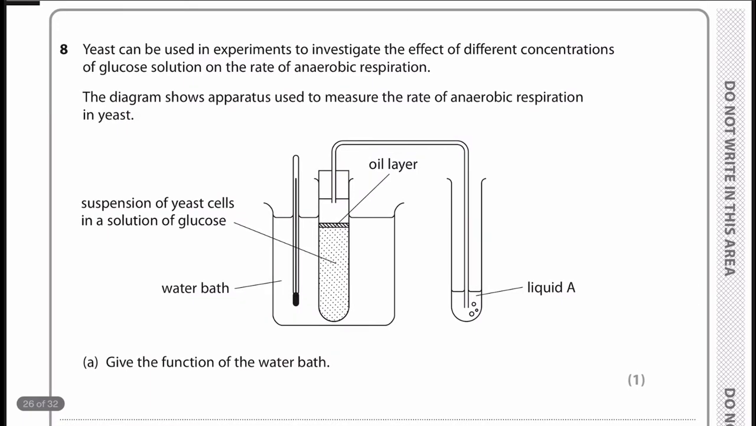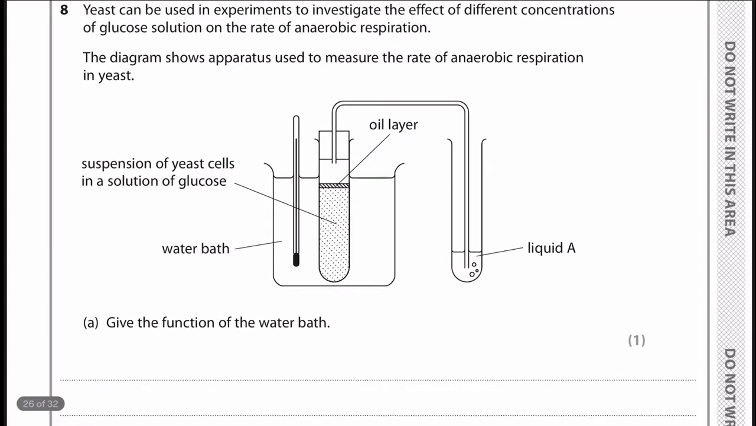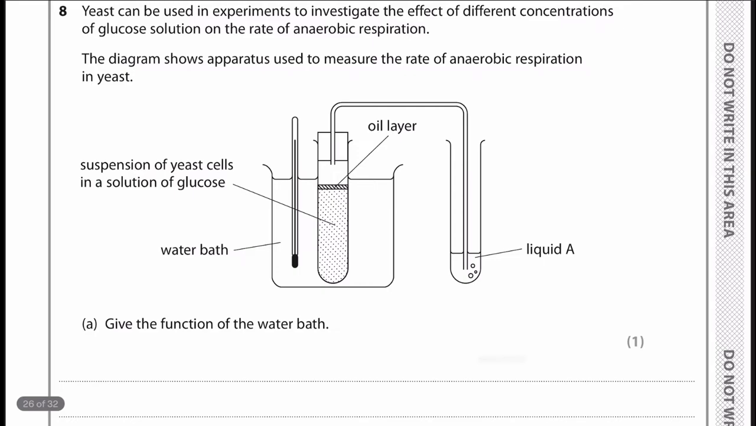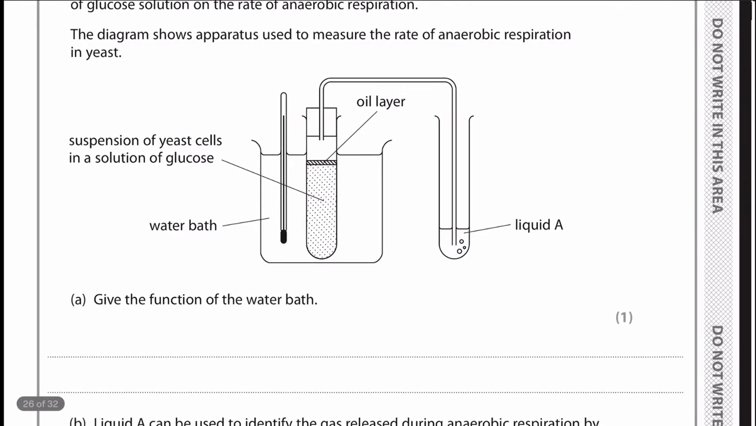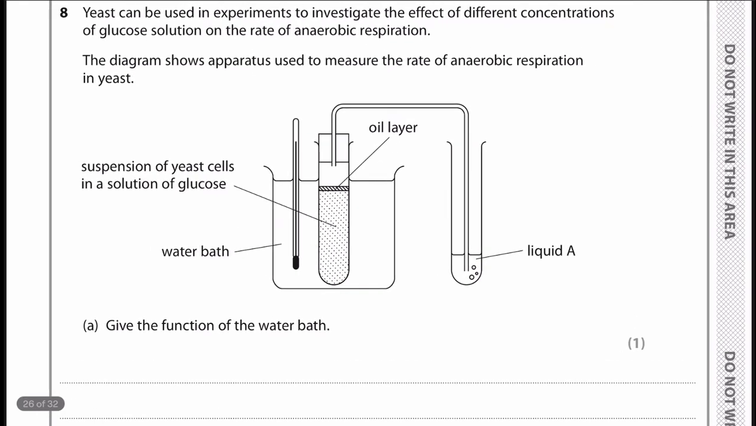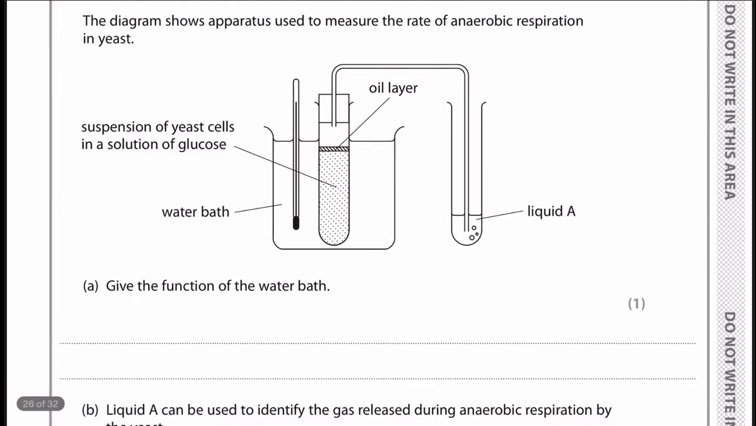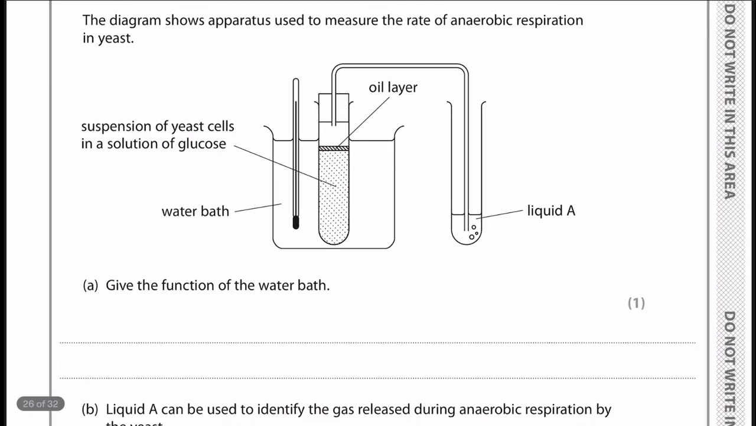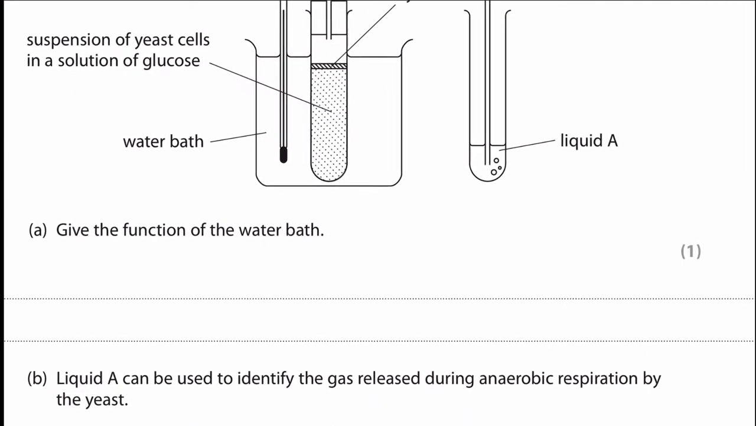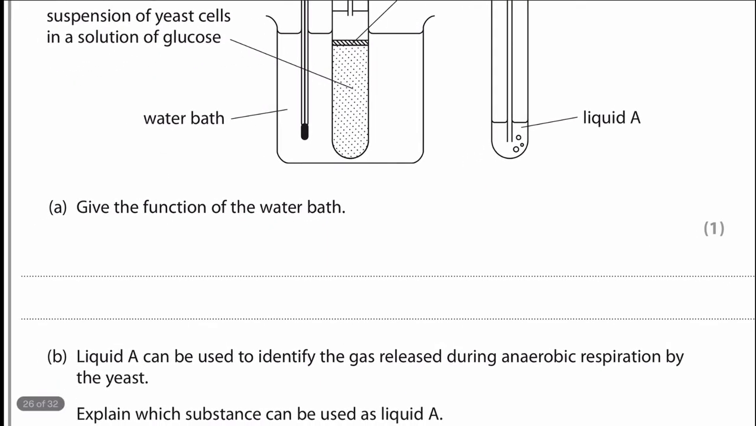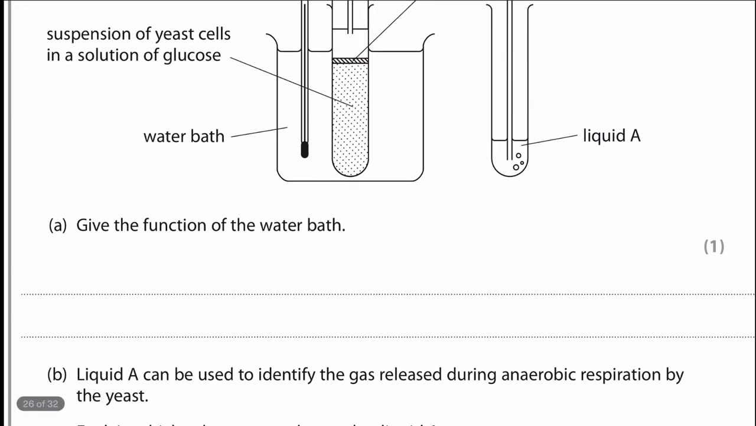Yeast can be used in experiments to investigate the effect of different concentrations of glucose solution on the rate of anaerobic respiration. And the diagram shows the apparatus used to measure the rate of anaerobic respiration in yeast. So we have a nice little apparatus here. Now, it's asking us to give the function of the water bath. Interesting. So without knowledge of this apparatus, which you probably won't have good knowledge of, you should be able to infer what the point of the water bath is.